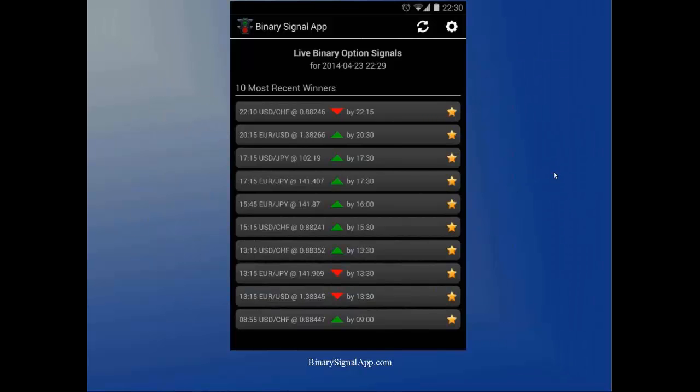Okay, what we're looking at here is actually the screen you'll see once you've logged in. When there's no live signals being delivered, this is the screen that you'll see. And as live signals are generated by our robot, they're actually pushed to your Android device. The number of signals that we generate each day depends on market conditions. On an average day, there's about 30 to 40 signals. This screen actually shows the 10 most recent winners. So this is what you see when there's no signals that are active.